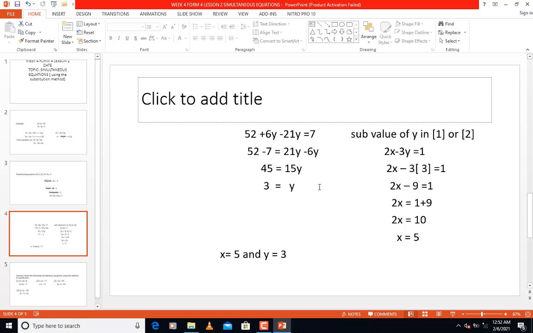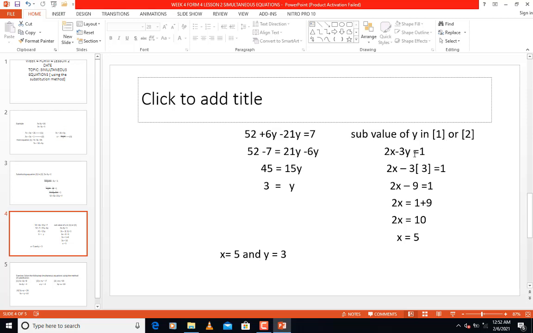Then from there, once you get one value, you just decide from the question. Remember, in your question you have two simultaneous equations. So you just decide which one you want to use. You can use equation 1 or you can use equation 2. It's up to you. So now substitute y in 1 or 2. You are deciding the equation to use.